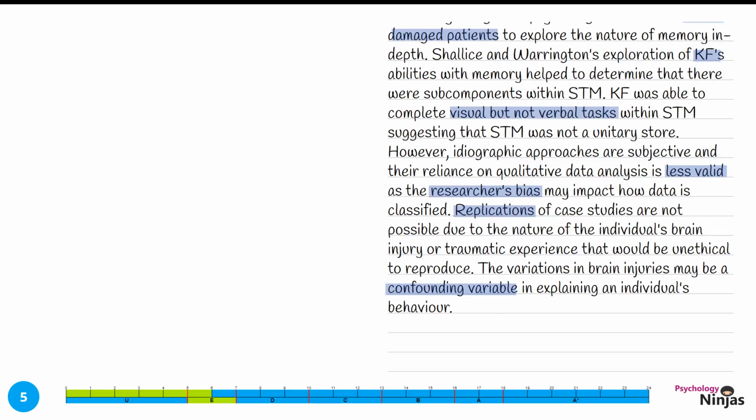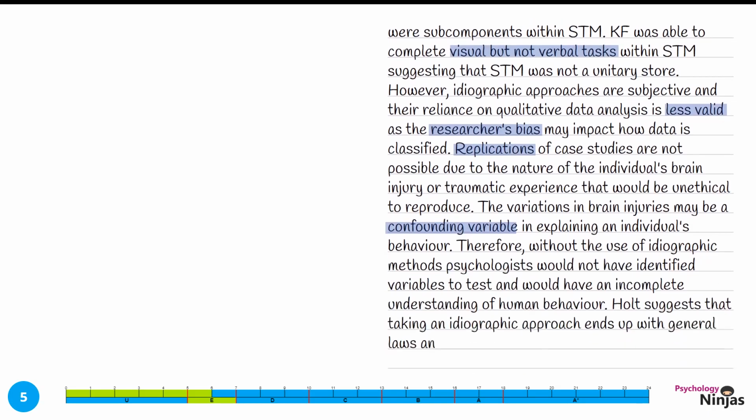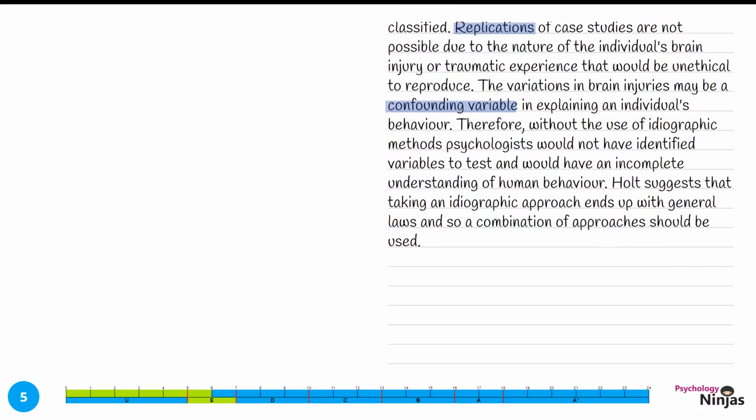We're going to complete this paragraph by giving a mini judgment about idiographic methods. Therefore, without the use of idiographic methods, psychologists would not have identified variables to test and would have an incomplete understanding of human behaviour. Holt suggests that taking an idiographic approach ends up with general laws, and so a combination of approaches should be used. We've generally been positive about the use of idiographic approaches, but we've also suggested that actually these two approaches combine in order to give a complete explanation.